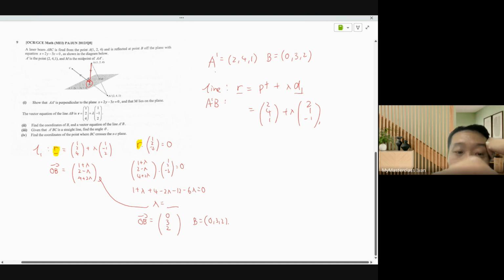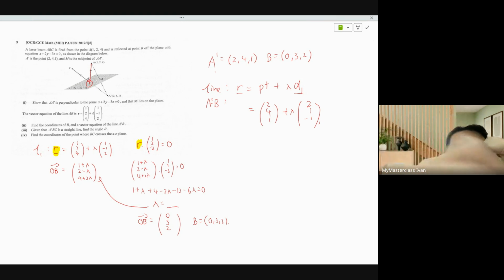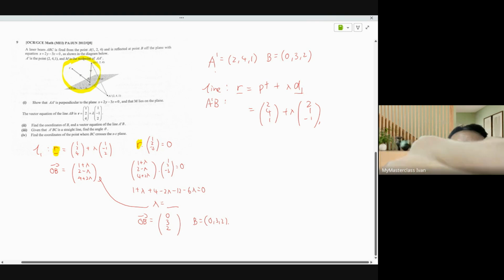Given that A prime B and C is a straight line, they want to find the angle theta. So if you again look at this, theta is what? The angle between what?